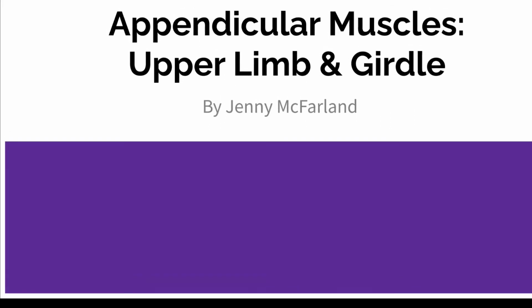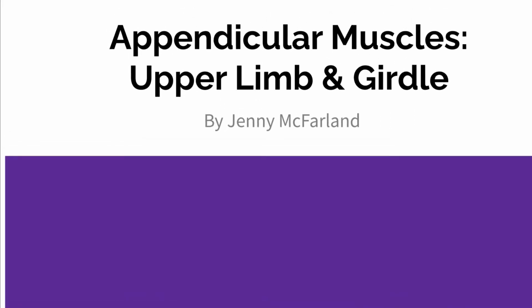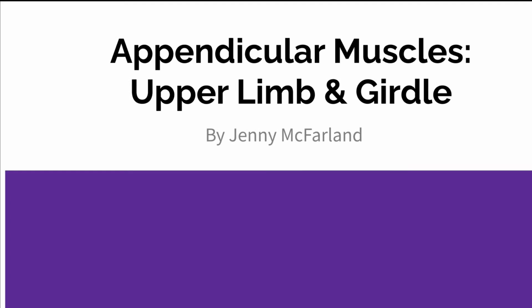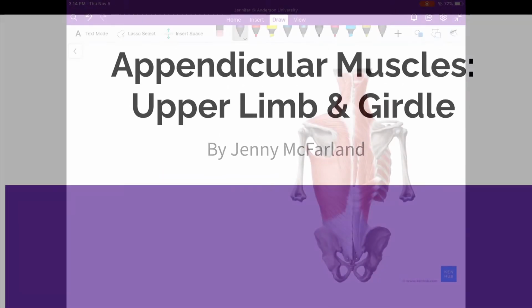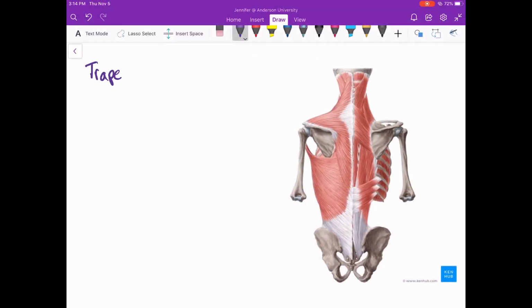This video will be on the appendicular muscles, the upper limbs, and the girdle. I am Jenny. First, we have the trapezius, which is the most superficial muscle of the posterior thorax, with a very broad origin and insertion. It's one of my favorites because it's large and easy to identify.